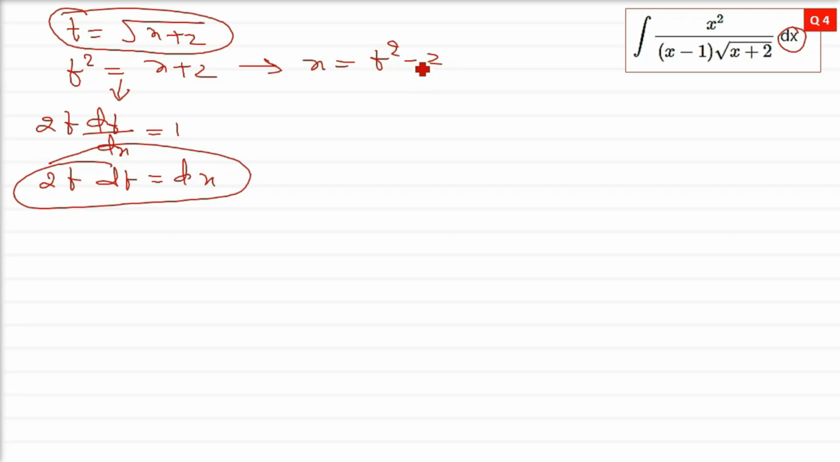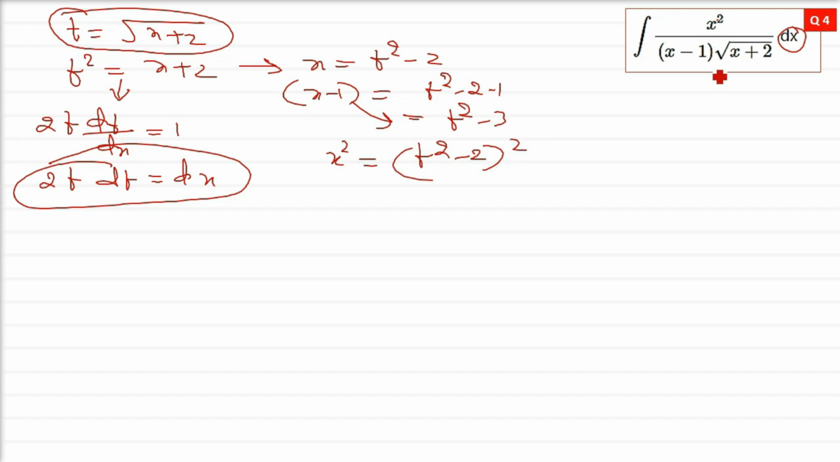Now x square and x minus 1 also need some replacement in terms of t to fulfill our simplification. So x minus 1: x is already t square minus 2, just subtract a 1. So t square minus 3 can be written in place of x minus 1. What is x square in the numerator? It's t square minus 2 whole square. So we have to now replace everything in terms of t.